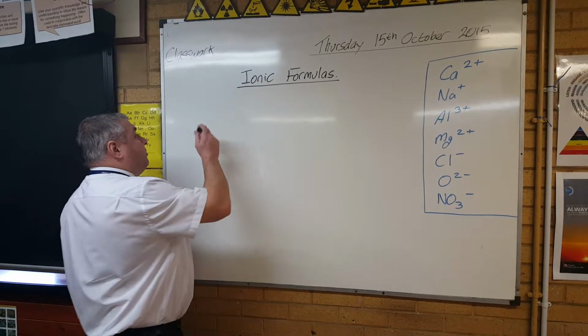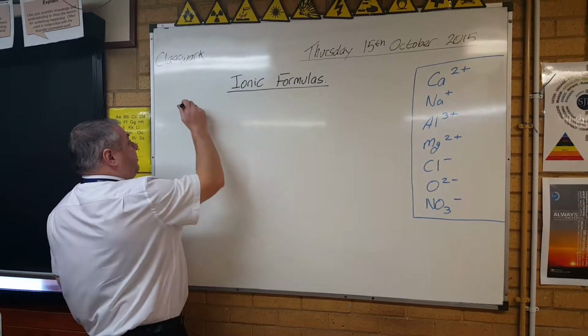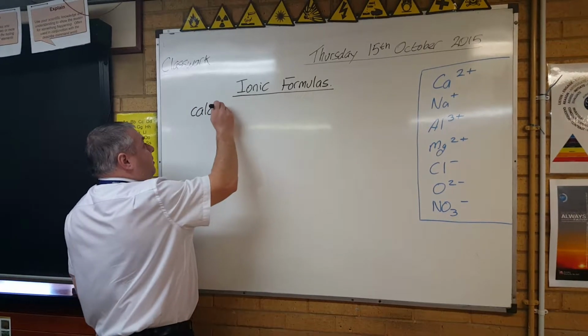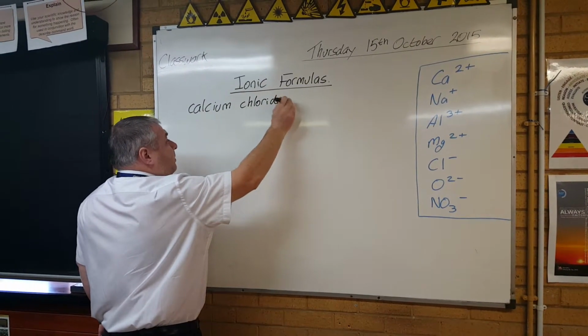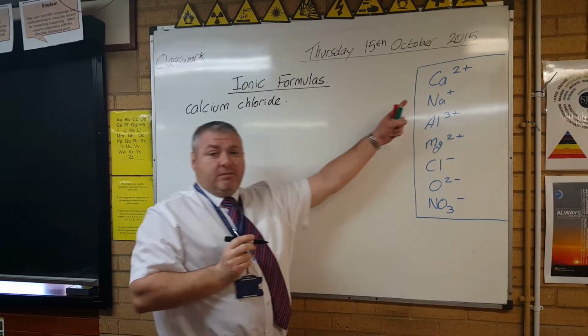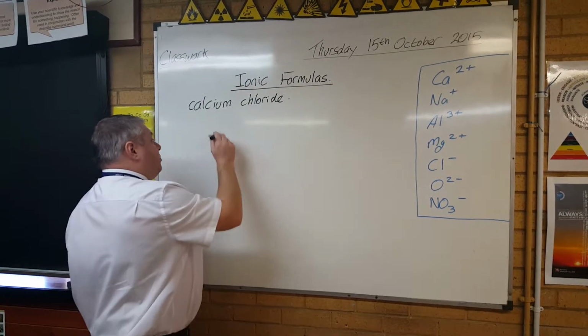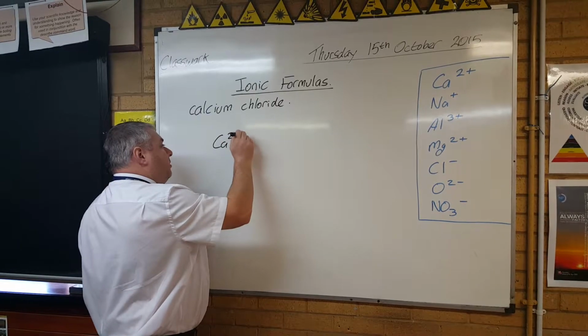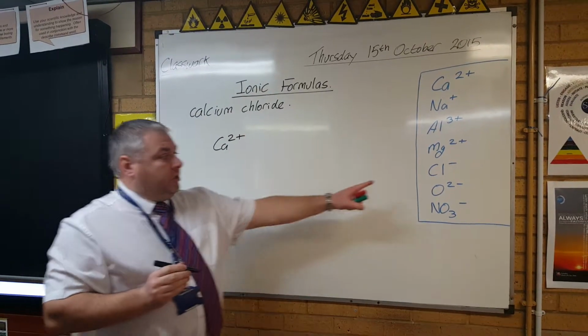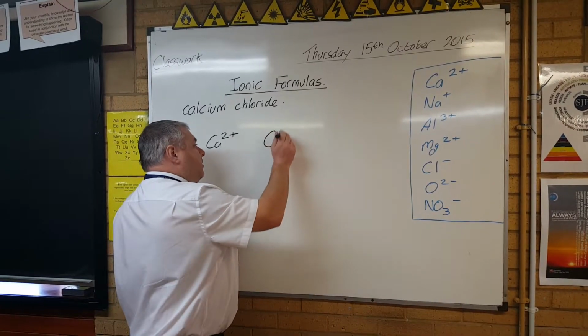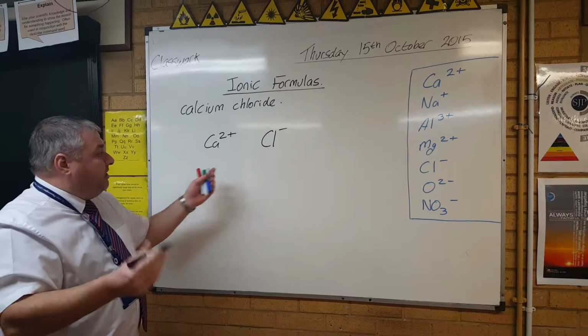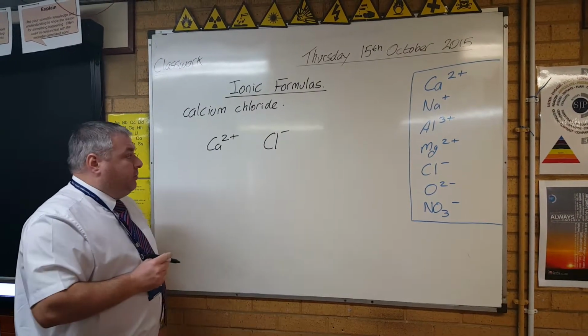So if we wanted to work out the formula for calcium chloride, on the data sheet it will tell you that calcium has a 2+ charge and chlorine, the chloride ion, has a 1- charge. So what would be the ratio of these ions when they come together to form a compound?